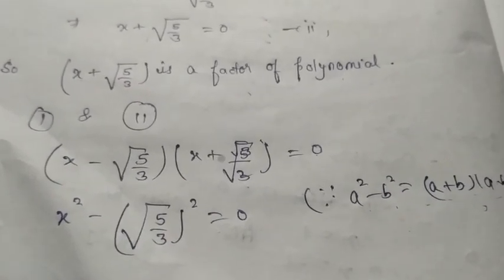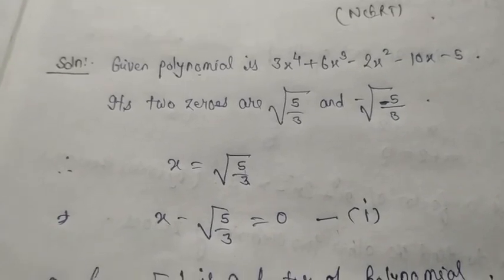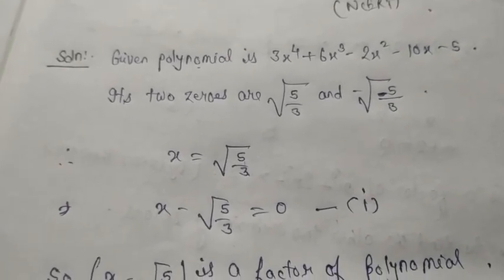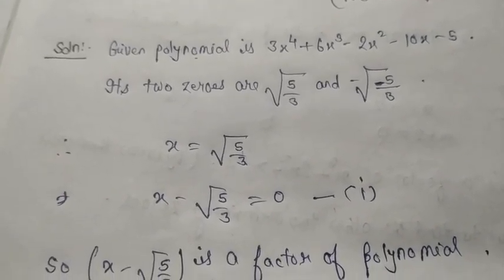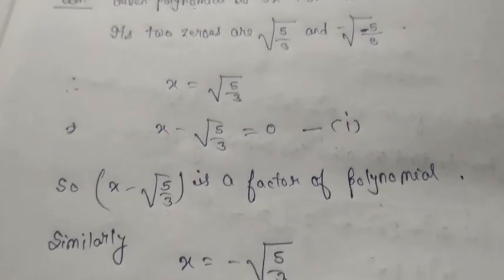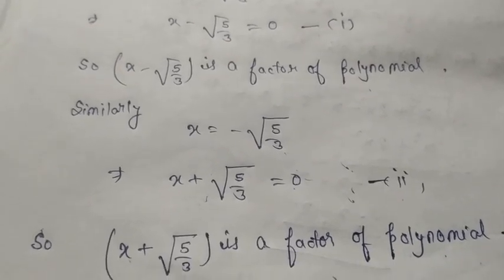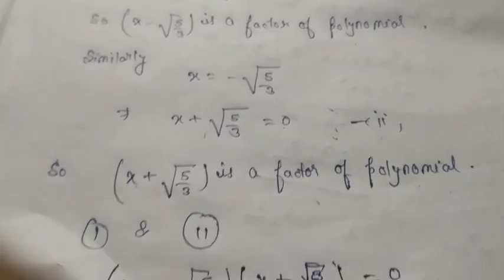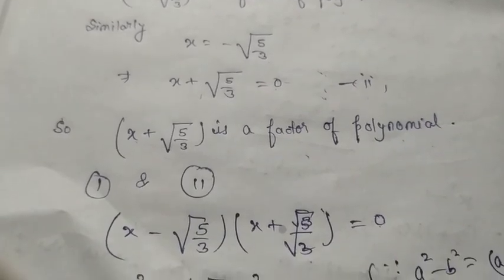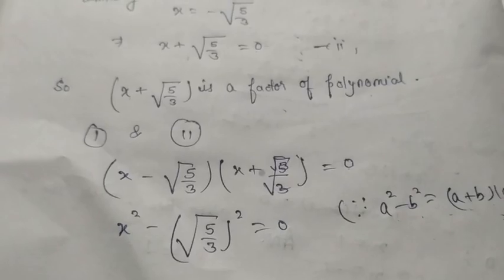See, you can see the step one by one again. See, two zeros were given. So once I did x equal to under root 5 by 3, then x minus under root 5 by 3 equal to 0. So this will be the factor. Same I have solved for the next 0 also. So it is also a factor. Now what I have done, I have multiplied equation 1 and 2 and I have solved in a square minus b square. So I got this part.